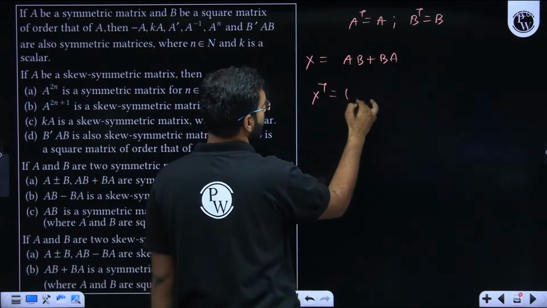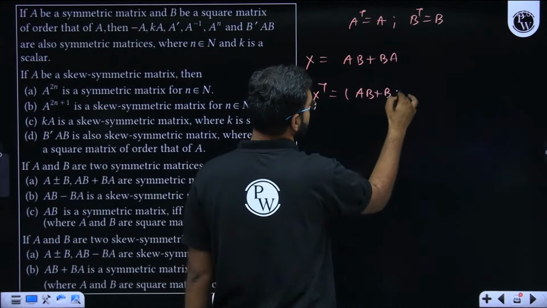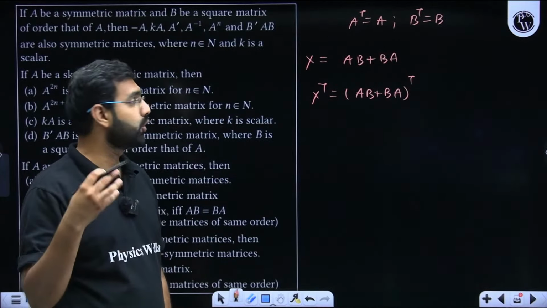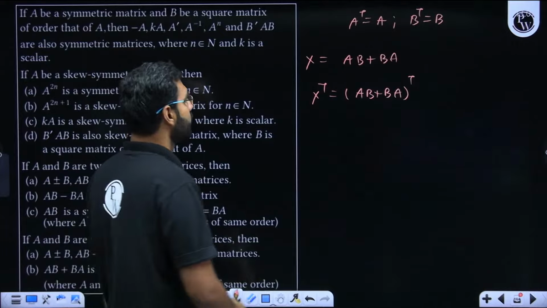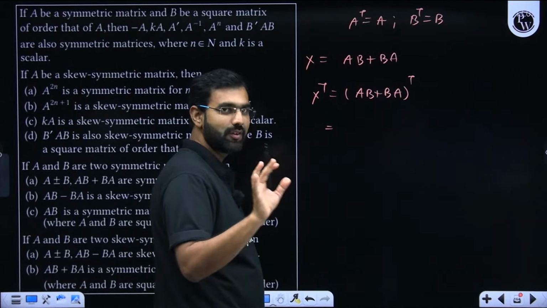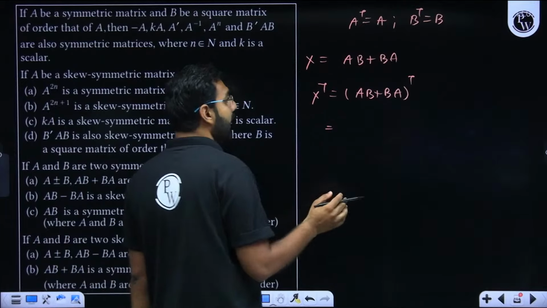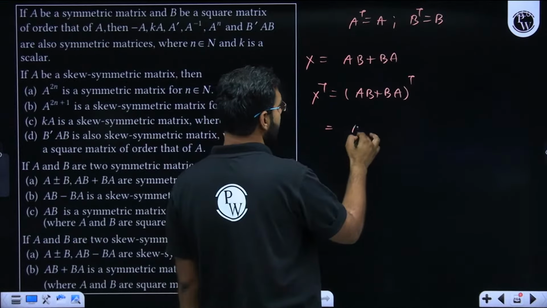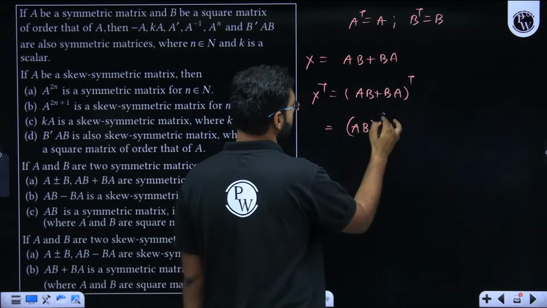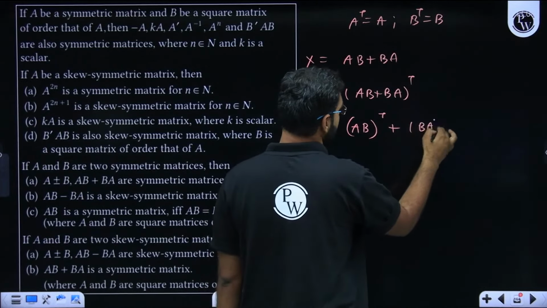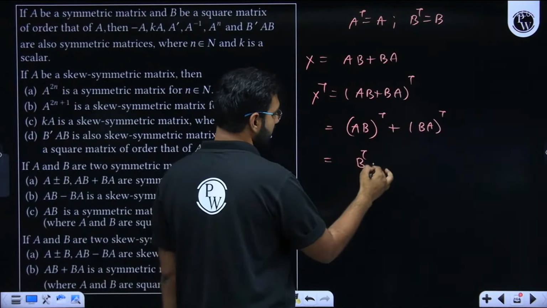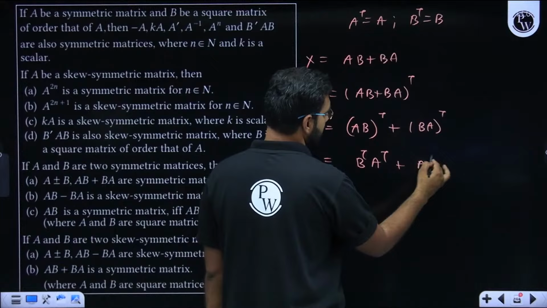So X transpose will be what? (AB plus BA) transpose. Transpose is something so interesting that it can be distributed over addition, subtraction, and product. And with the product, the order reverses. I hope you remember that. So here, this will be (AB) transpose plus (BA) transpose. But with product, the order changes. So it will be B transpose A transpose plus A transpose B transpose.